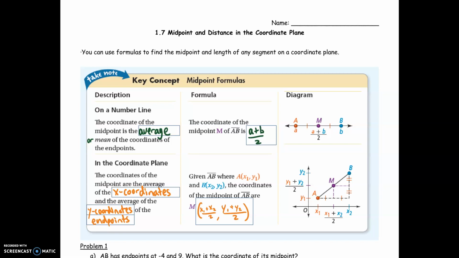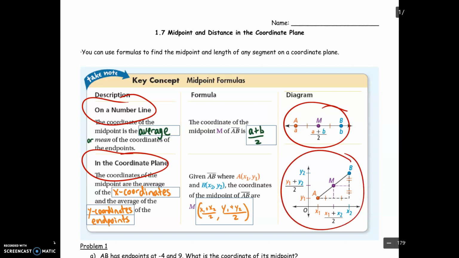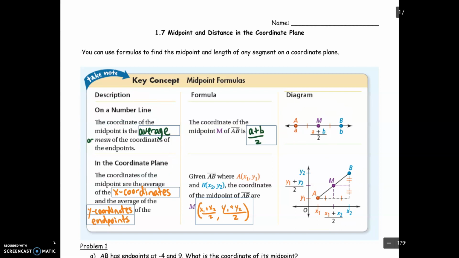So 1.7 as a whole is going to be looking at two things, midpoint and distance. But we're just going to focus on the first of those in this video, and that's going to be midpoint, specifically in the coordinate plane. We're given two formulas for midpoint at the top of the page, and that's going to be either on a number line or a coordinate plane. Again, two different situations that we may be beginning with.